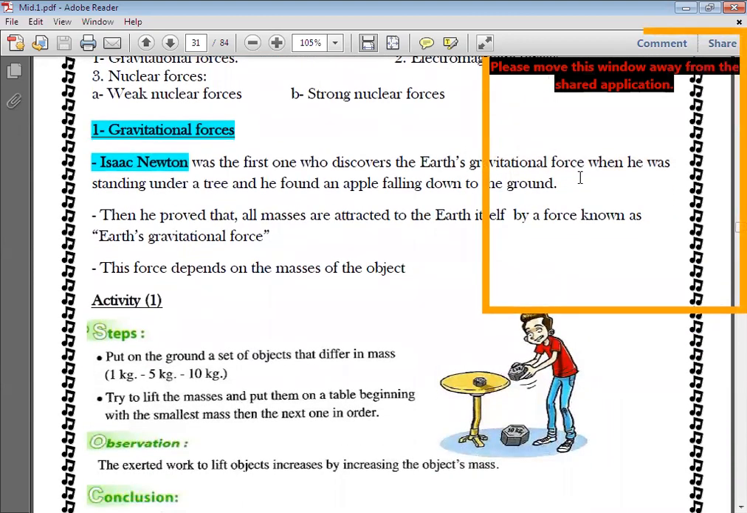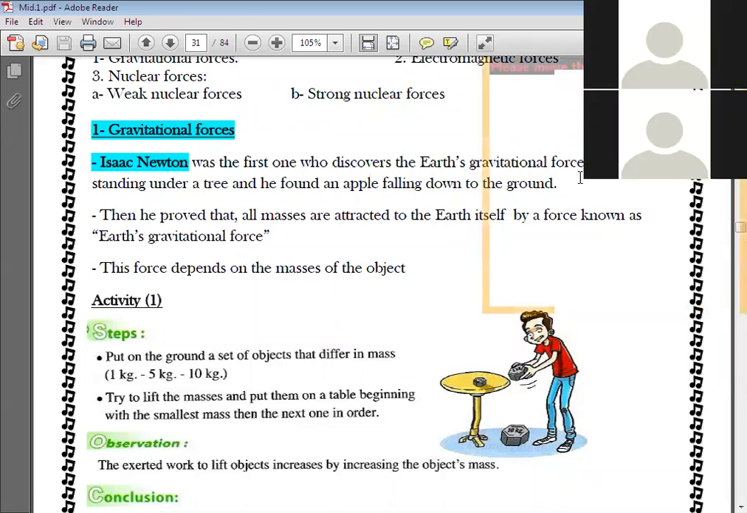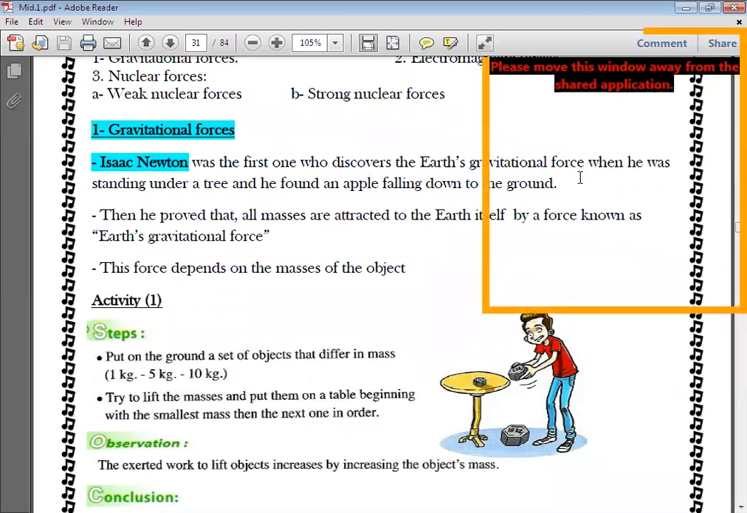So by increasing the mass of the object, the work done increases. What does that mean? If I have a book, a table, a chair, and different things on the ground, the work done to lift the book from the ground is similar to the work done to lift the chair? No. To lift the chair, you will do more work, more effort.